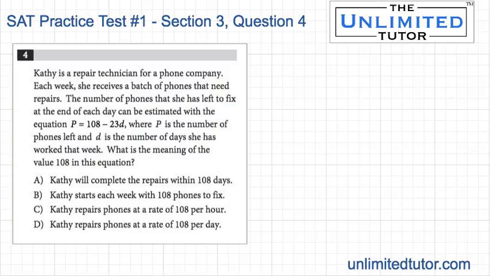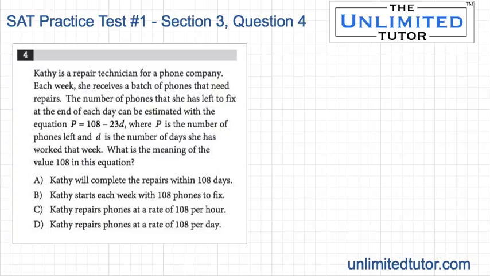I like to approach this question beginning first with just some basic logic. You can just use some common sense to eliminate some pretty insane answer choices. Okay, let's go through them all together here. Answer choice A, Kathy will complete the repairs within 108 days. That's possible. It's a reasonable answer choice. I can't eliminate right off the bat, nor can I eliminate B. Kathy starts each week with 108 phones to fix. That sounds pretty reasonable.